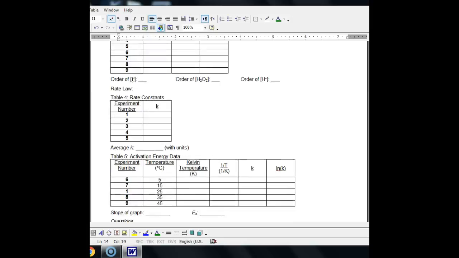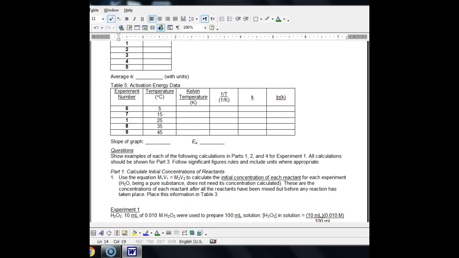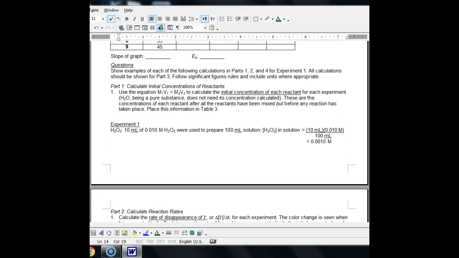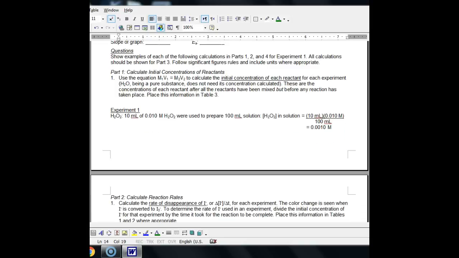Alright, and we're going to do that by going down and looking at the questions. Notice it does say you want to show an example for each of these calculations in parts 1, 2, and 4 for experiment 1, and then you need to show all the calculations for part 3. That'll make sense once we get there, and the sig figs apply. You want to make sure you include them, and units as always, where appropriate.